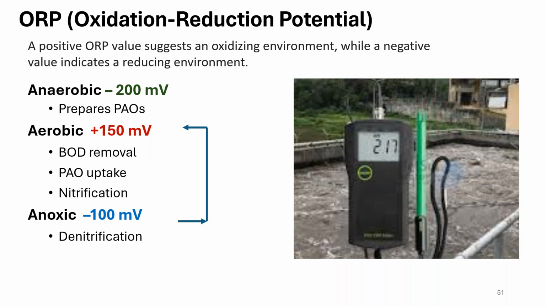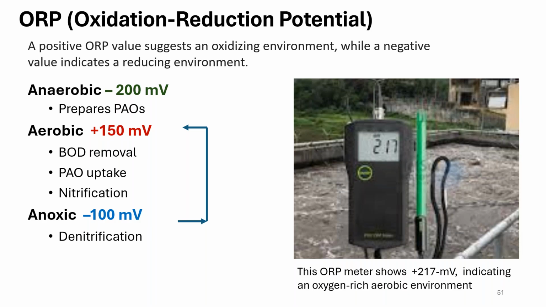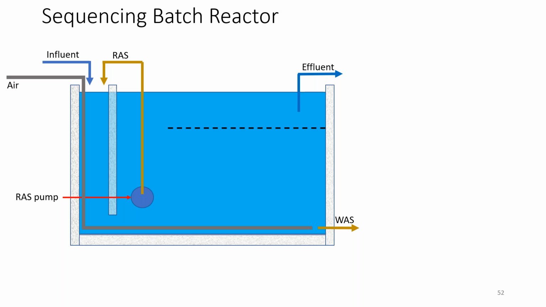And a lot of times we'll see a recycle flow back from anoxic to the aerobic because we're trying to bring BOD in contact with the nitrates. This particular ORP probe here shows positive 217, which means we have an oxygen-rich aerated environment in that particular aeration tank. Sequencing batch reactors can also be modified.